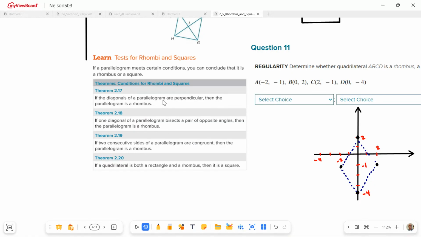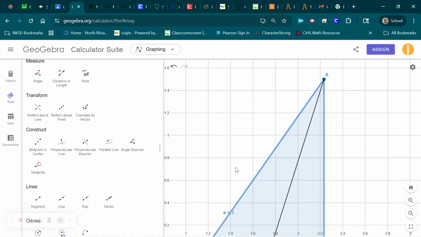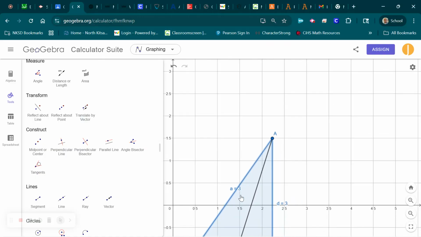If the diagonals of a parallelogram are perpendicular, then the parallelogram's a rhombus. Well, we already knew that, right? If one diagonal of the parallelogram bisects a pair of opposite angles, then the parallelogram's a rhombus. That's what we just said at the top. If two consecutive sides of a parallelogram are congruent, then the parallelogram's a rhombus. Oh, we didn't say that. If a quadrilateral is both a rectangle and a rhombus, then it's a square. Okay, so that's pretty important, right? So if it's both a rectangle and a rhombus, then it's a square.